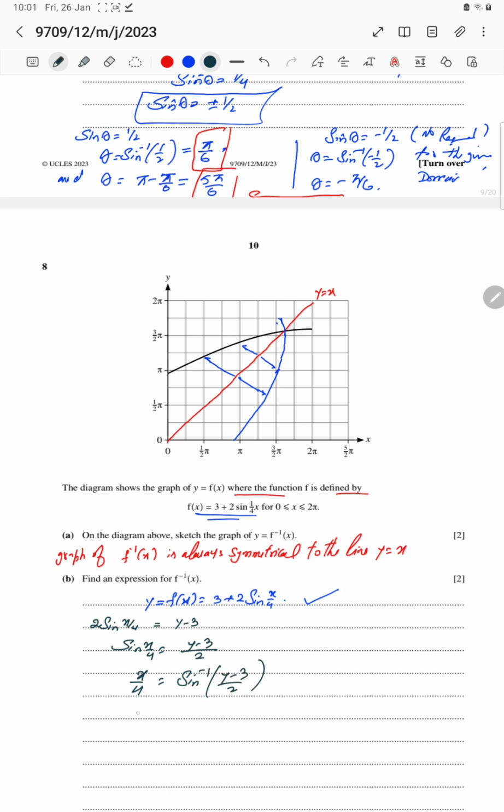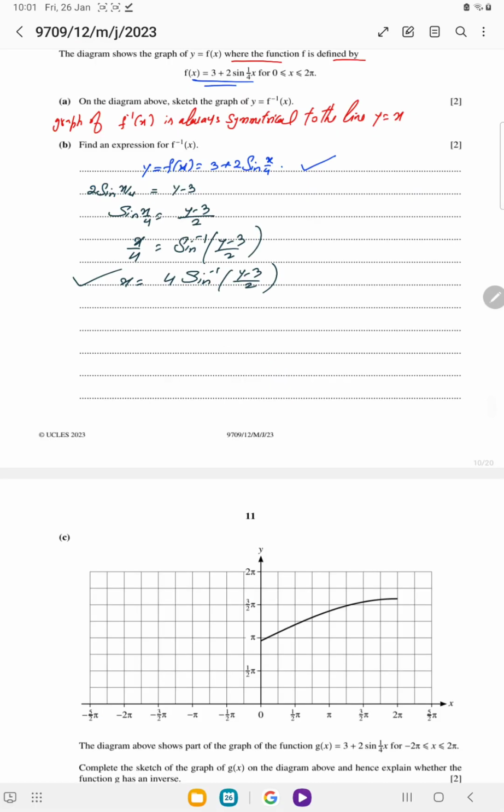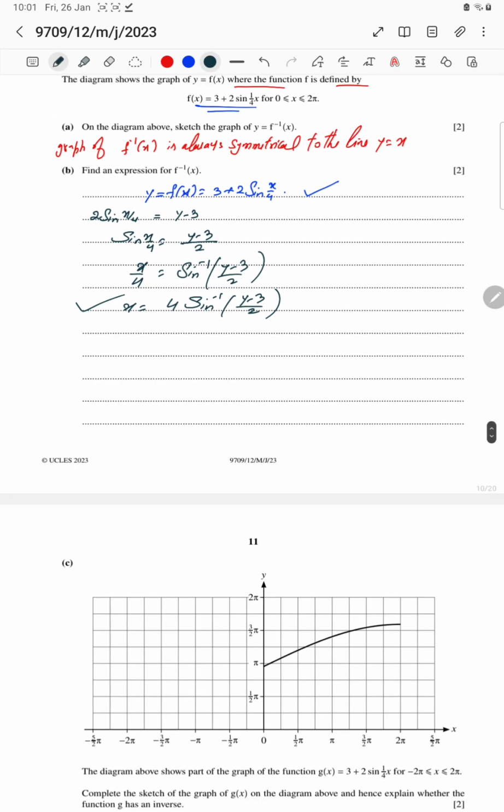Our target is to make x the subject here. So do the multiplication on both sides with 4. We get y minus 3 by 2. As we have made x the subject of the formula, we can replace x with f inverse of x, and y with x, minus 3 by 2. That's the final answer for the inverse function.